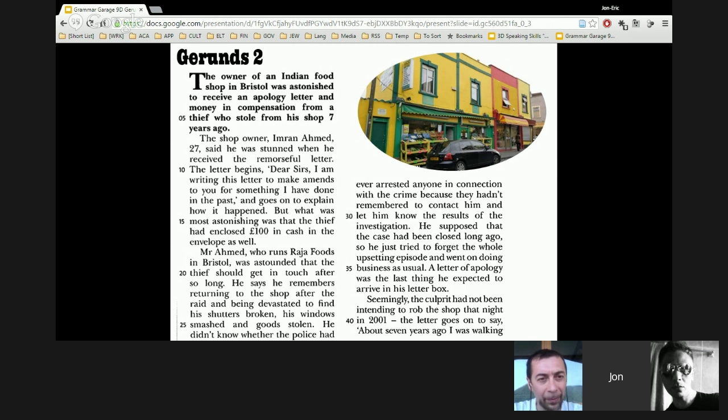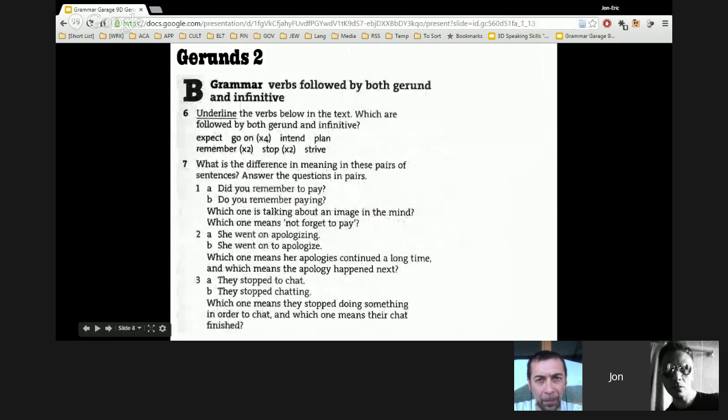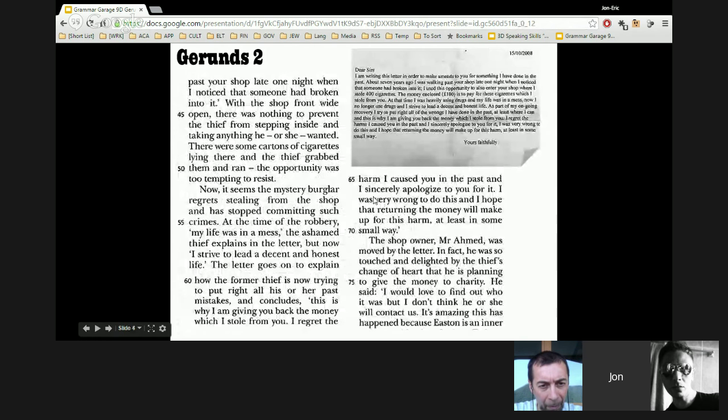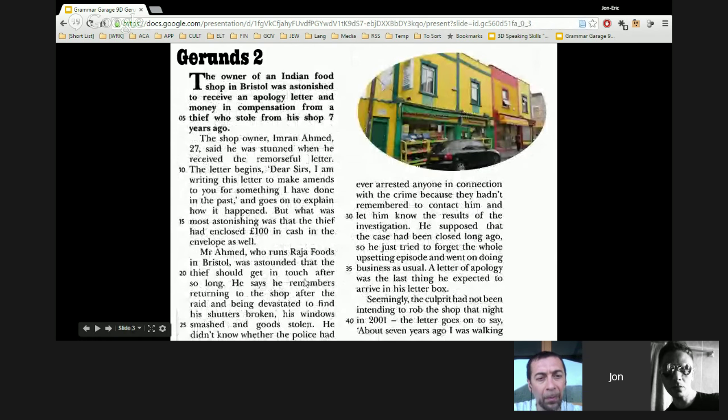Okay, so let's go back here and get a better example. The verbs that you're going to look for are expect, go on, intend, plan, remember, stop, strive. Those are the examples you're looking for. I have one, John. It's on line number 21, when he says he remembers returning. Good. We can use he remembers to return or he remembers returning.